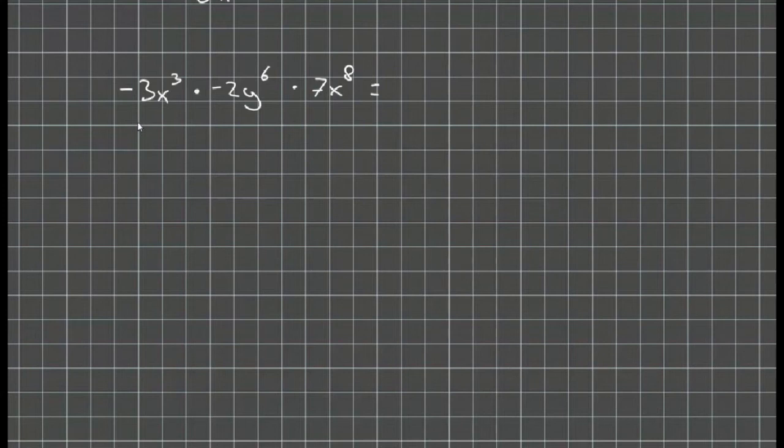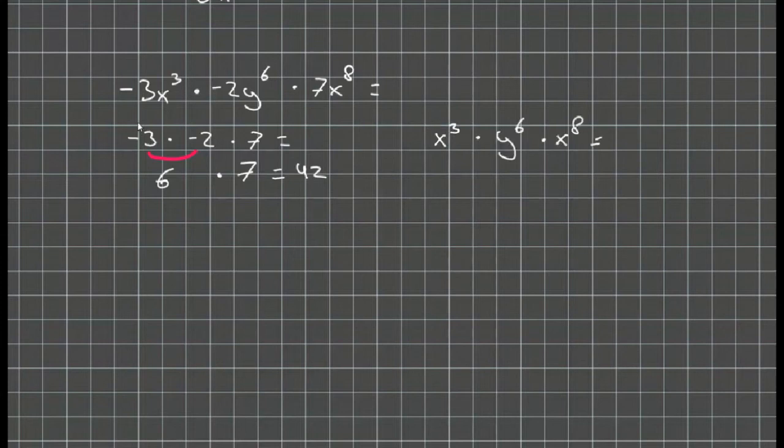Now what's the first thing we do with multiplication? We first multiply the numbers in front of the letters, which means I have minus 3 times minus 2 times 7. Well, minus 3 times minus 2 is 6. It's positive because I multiplied two negative numbers. Now, 6 times 7 is 42. Okay, so that's that part. Those are the numbers. Then I have to multiply the letters.